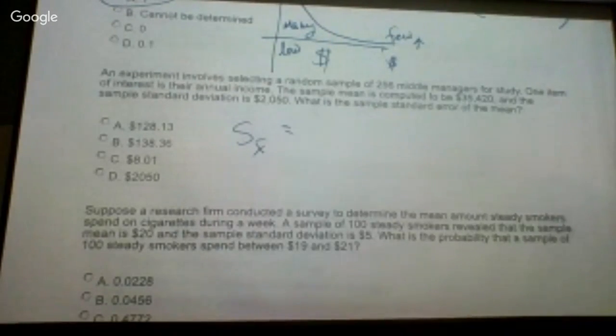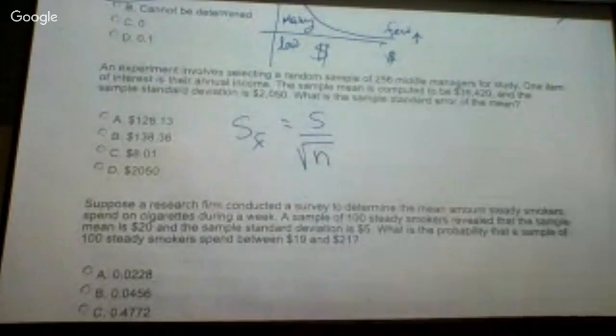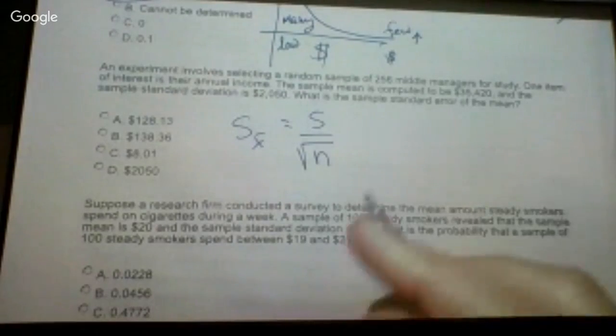Formula for standard error, Jack? Standard deviation divided by the square root of sample size. Yep. S over square root of n. Okay, we want the sample standard error. That's all this is, sample standard error.